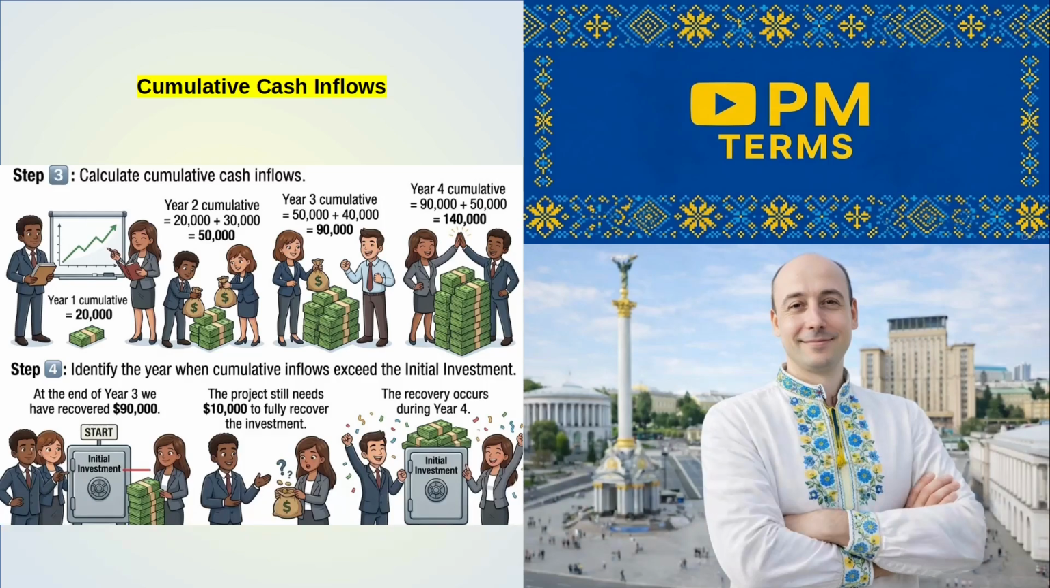Step 4. Identify the year when cumulative inflows exceed the initial investment. At the end of year 3, we have recovered $90,000. The project still needs $10,000 to fully recover the investment. The recovery occurs during year 4. To estimate the exact payback point, we use interpolation.